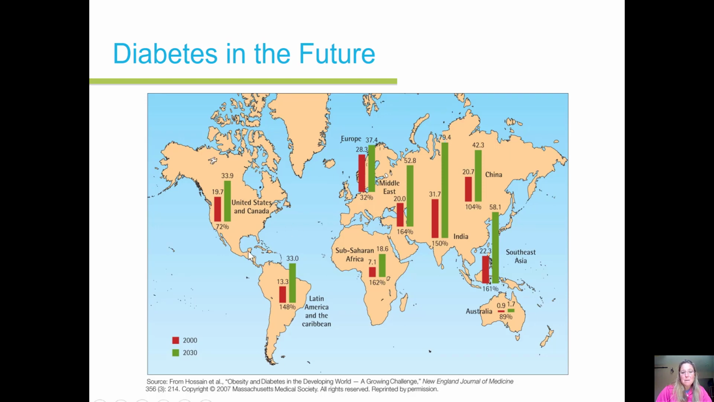So you can see in the year 2000, red, the amount of cases of diabetes, and the projection for the year 2030, all around the country, it's just increasing. So it's definitely a disease that is on the rise, and it's not going anywhere. But if we look back at those risk factors and prevention, there's a lot of things we can do to prevent type 2 diabetes. And remember, 90% of all cases of diabetics are going to be type 2. So prevention is key.